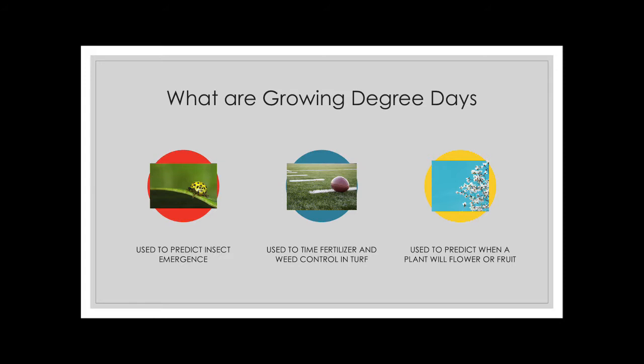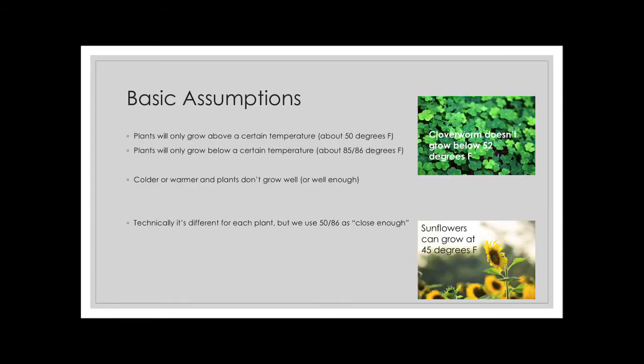We can use them to time fertilizer and weed control for our turf. We can use them to predict when a plant will flower or fruit, which means we can time our pesticide and our chemical applications to the point when the plant actively needs it.